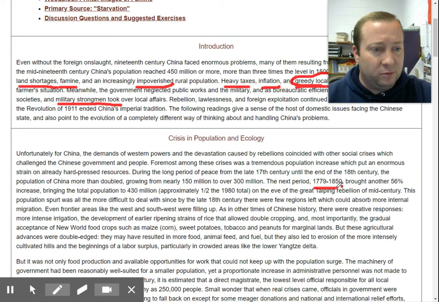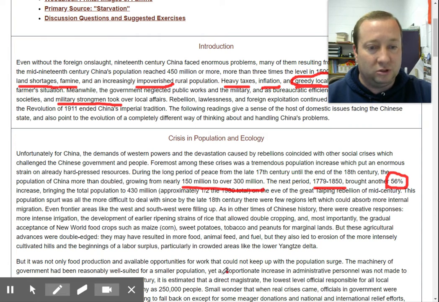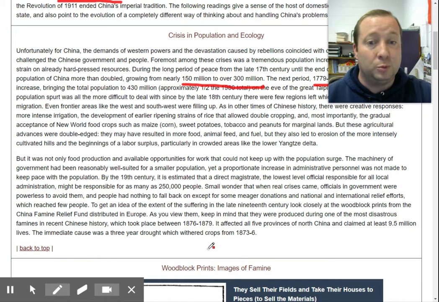In the period of time from 1779 to 1850, that alone, there was a 56% increase in people. So for every 100 people before, now there's 156. This is huge. The population doubled just leading up to this period of time. So the more population, the more of these problems they had because they were not ready for them.